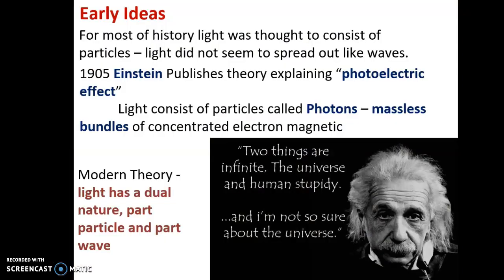Early ideas. Einstein was one of a few early scientists who came up with some ideas about light and how light worked. For most of history, light was thought to consist of particles. Light did not seem to spread out like waves. In 1905, Einstein published his theory explaining the photoelectric effect. Light consists of particles called photons, which are massless bundles of concentrated electromagnetic fields. The modern theory is light has a dual nature, part particle and part wave.